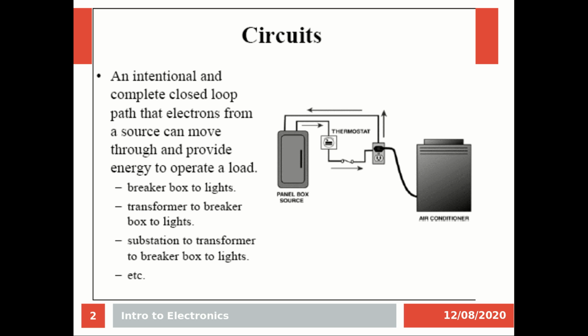Anything inside the circuit is the load, and we usually have some breaker. The breaker box refers to something that you switch on and off. You use it to control the circuit, and there is the source. Where does the source come from? The battery or the alternating current source. So this is normally the circuit.